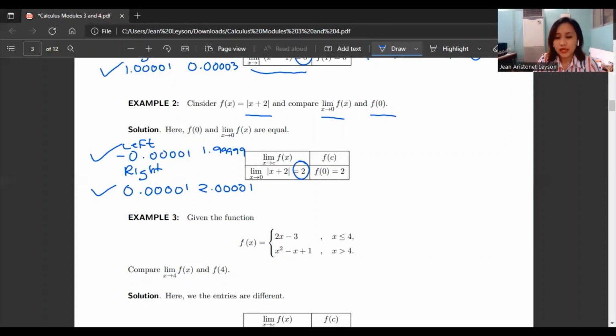So from these two, we can conclude that the limit of the function as x approaches 0 is 2. And substituting, that's the absolute value of 0 plus 2. That's the absolute value of 2, which is 2. So for this case, f of 0 and the limit of f of x as x approaches 0 are equal. Okay?